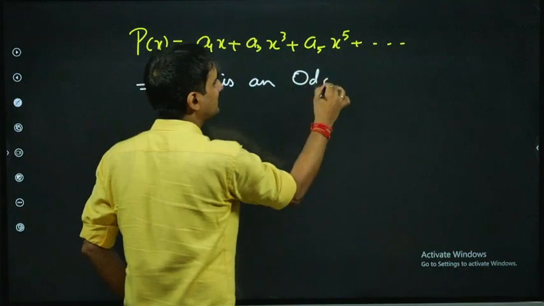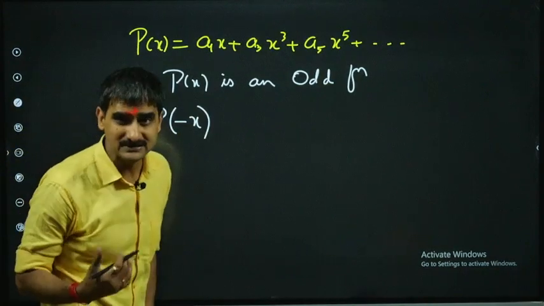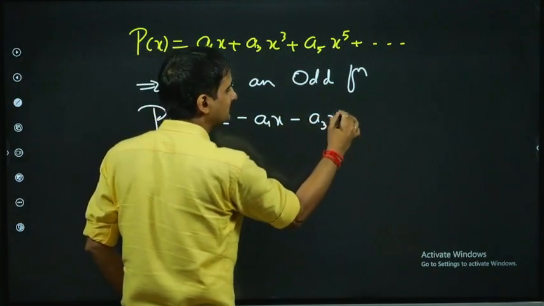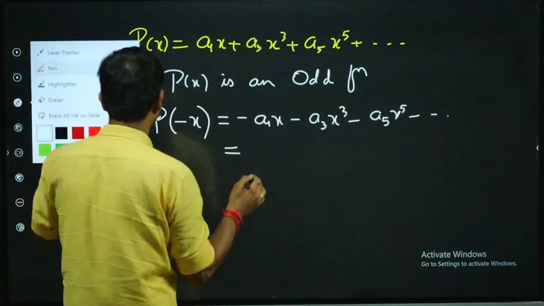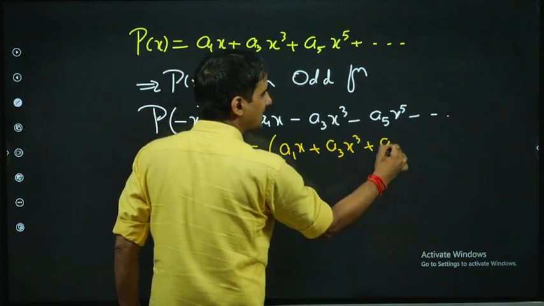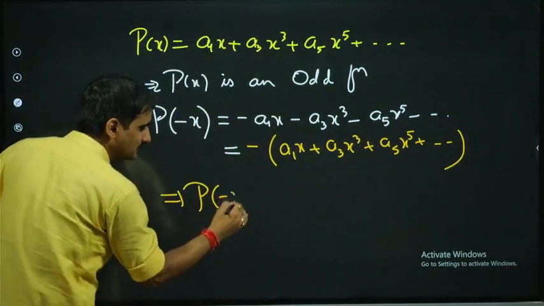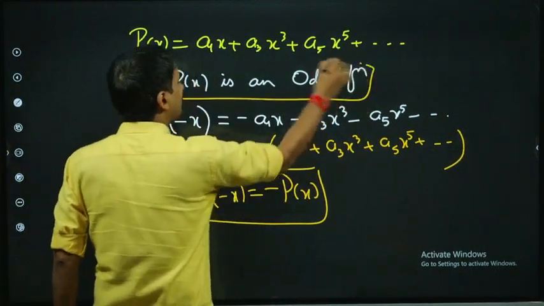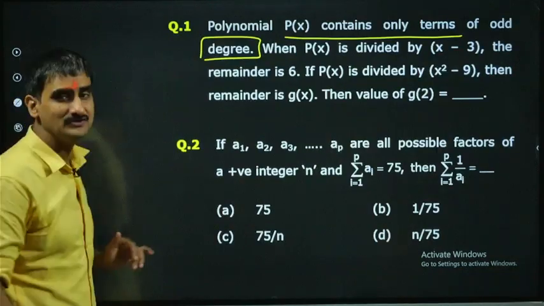Why so? Because if I replace x by minus x, what will we get? We will get minus a1 times x minus a3 times x cube minus a5 times x raised to power 5 and so on. We take minus common from here, so you get back the same function with a negative sign out of the function. So we got p of minus x as minus p of x, which simply means that the polynomial is an odd function. So that's the first information which we have.